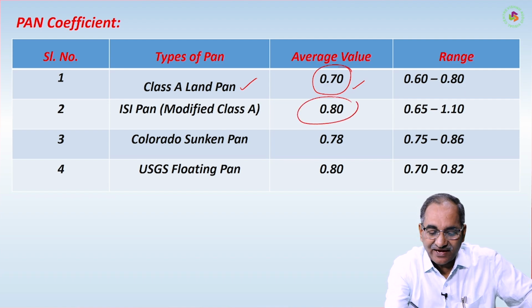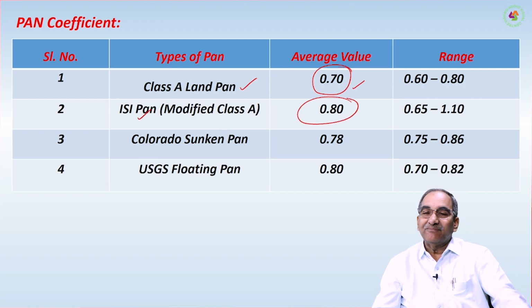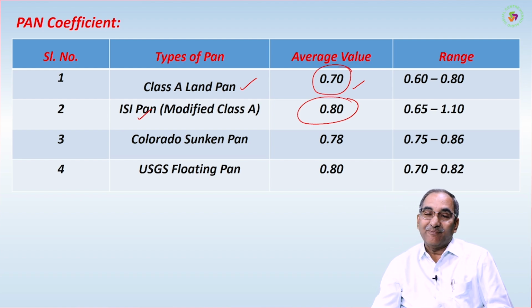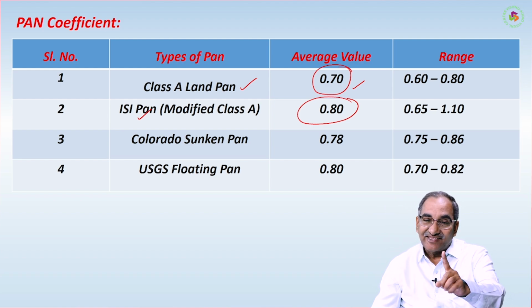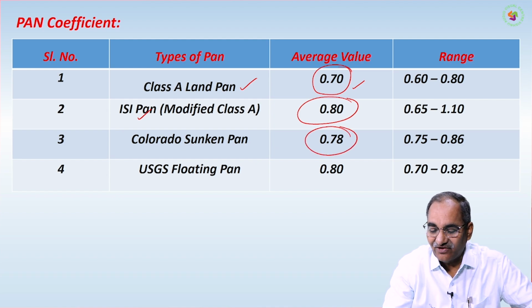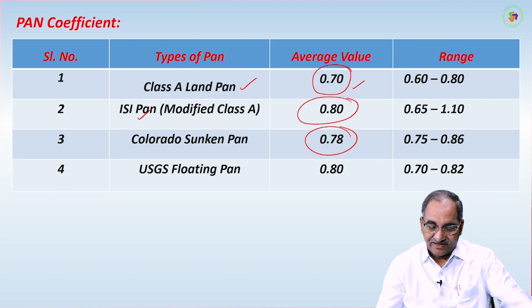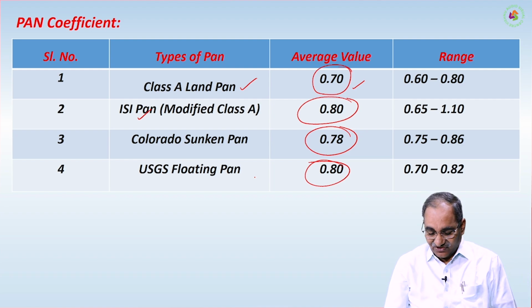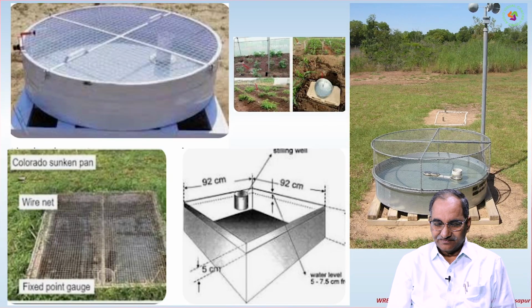Whereas for the ISI pan, it is 0.8. That means whatever you are measuring by the pan is 20% excess compared to the original evaporation. Whereas for the Colorado sunken pan, it is 0.78, and for the USGS floating pan it is 0.8. So these are the pan coefficients.